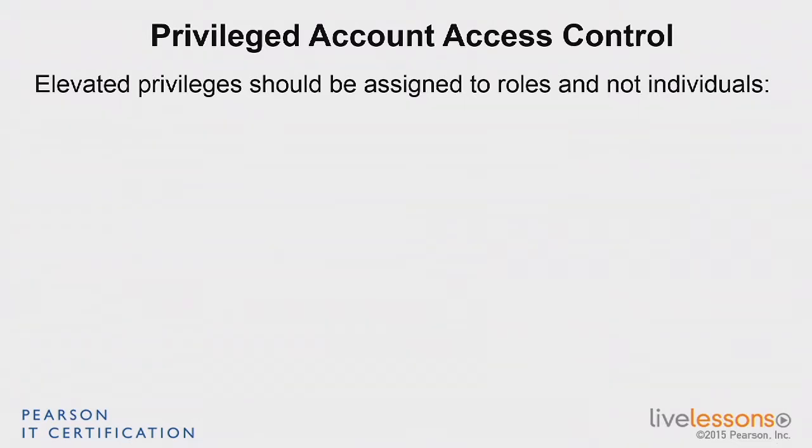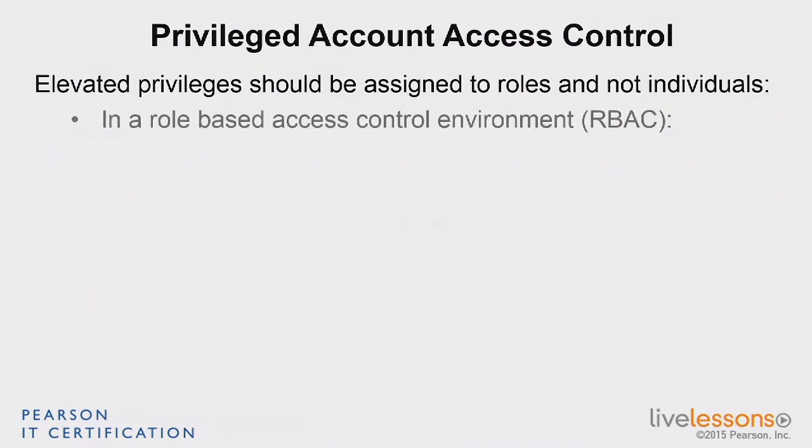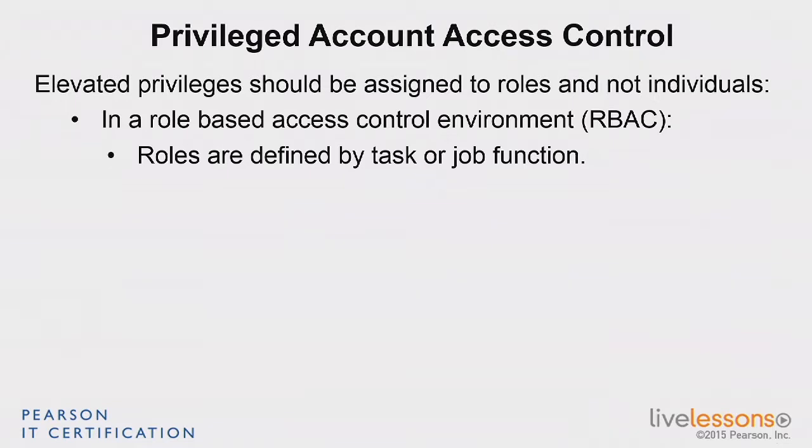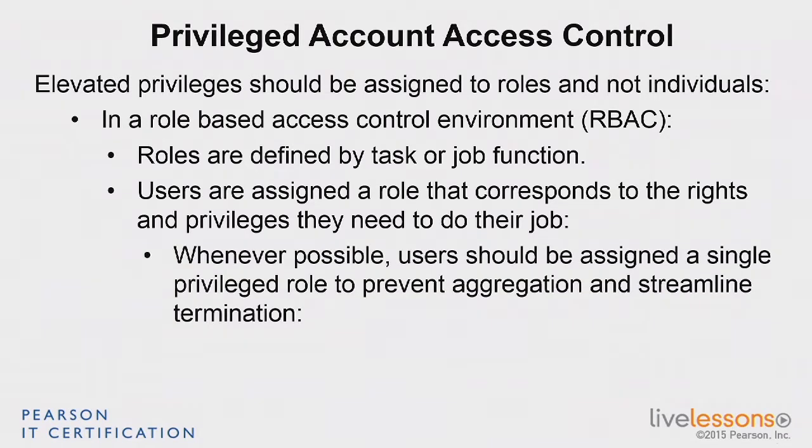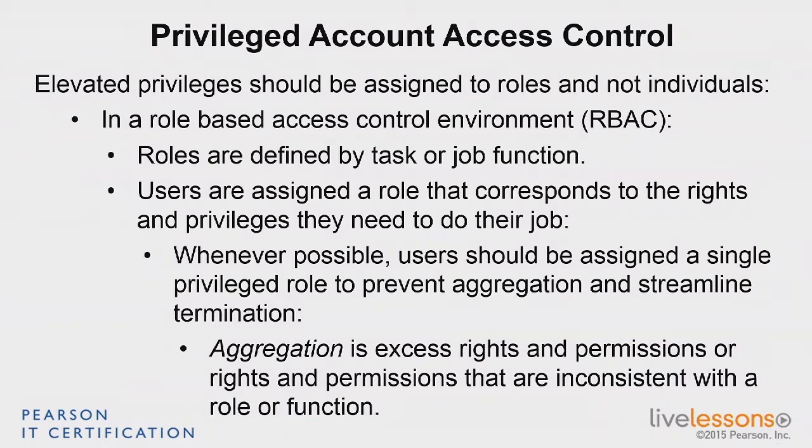Elevated privileges, when we're assigning them to custodians, should be assigned whenever possible to roles and not to individuals. In a role-based access control environment, RBAC, our roles are defined by task or by job function, and then users are assigned a role that corresponds to the rights and privileges they need to do their job. Whenever possible, users should be assigned a single privilege role to prevent aggregation and to streamline termination. Remember, aggregation is excess rights and permissions, or rights and permissions that are inconsistent with a role or function.